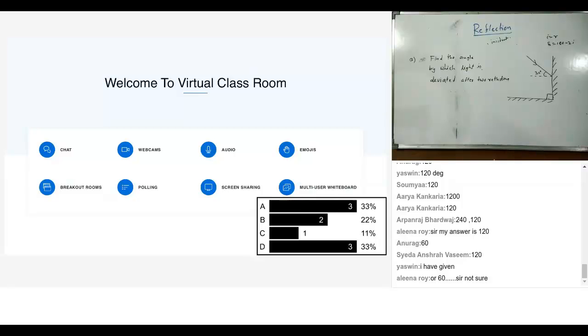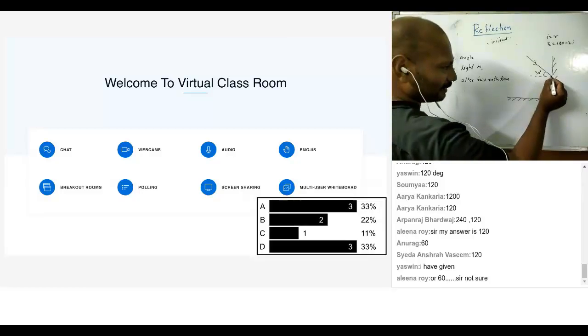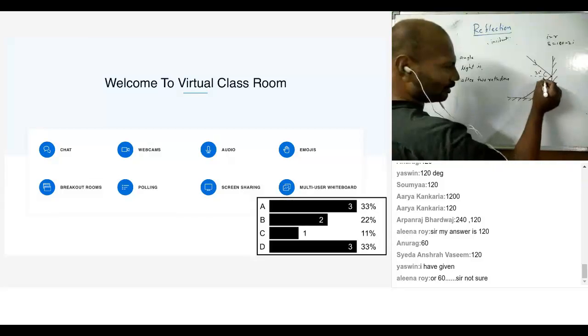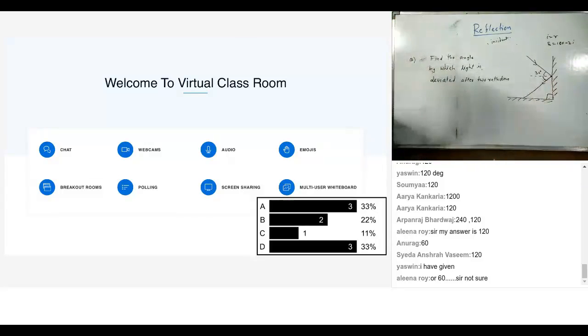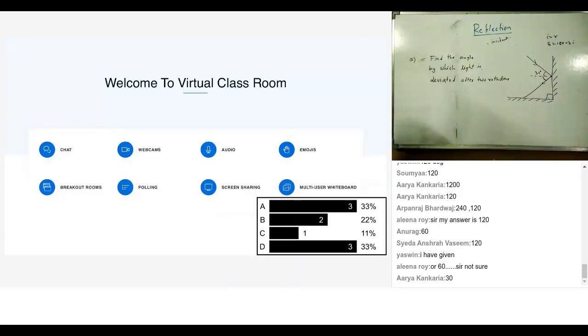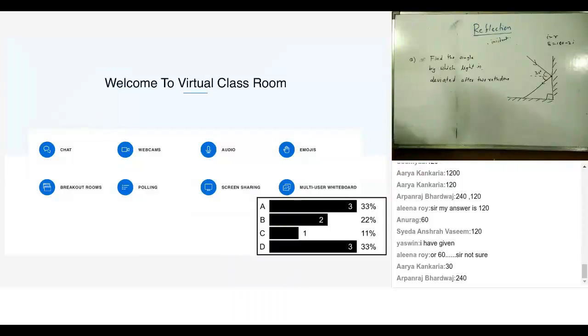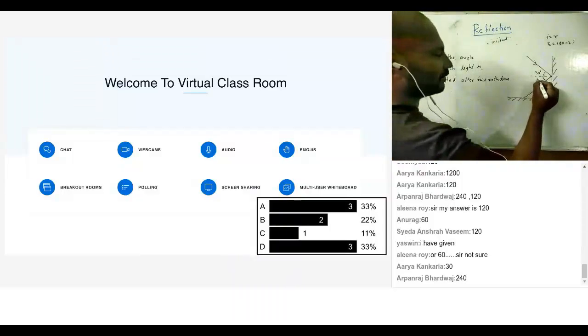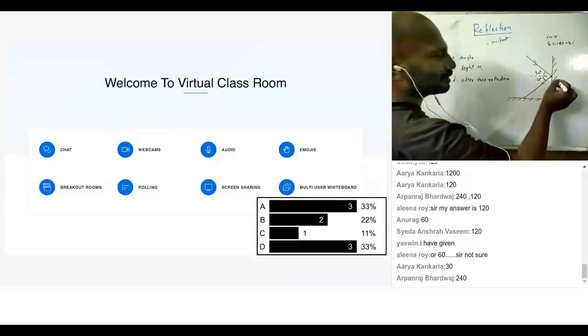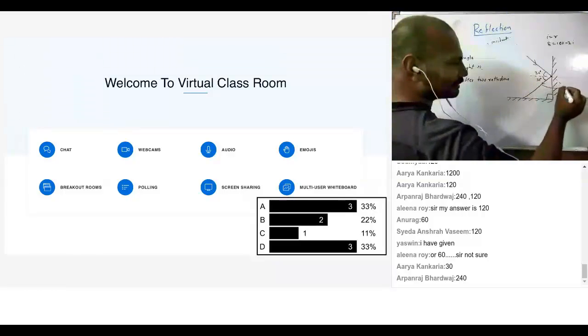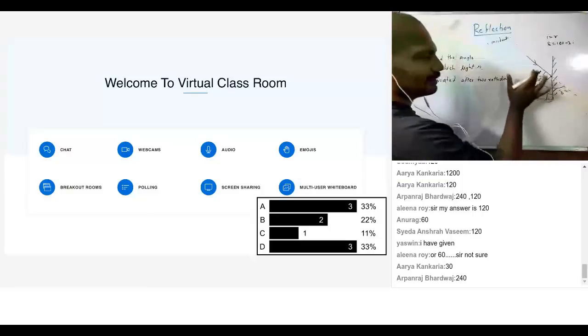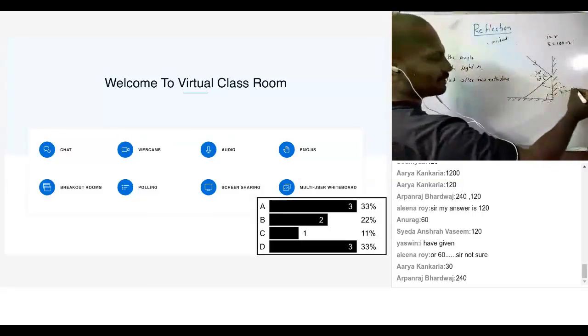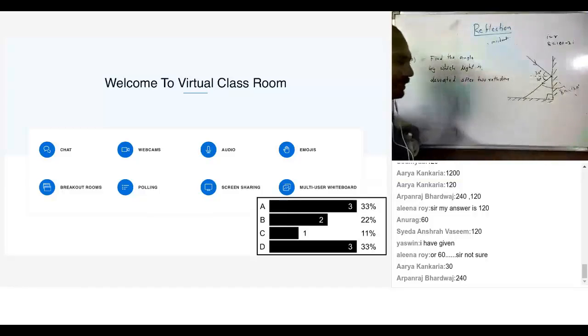Now let's try to find out the way the light would go. It comes in at 30 degrees, then it goes like this. What will this angle be? 30 degrees only. Why is it 30 degrees? Because the angle of incidence is equal to the angle of reflection. This is delta. How much is delta? 180 minus 60, which is 120. But this is not the final answer.